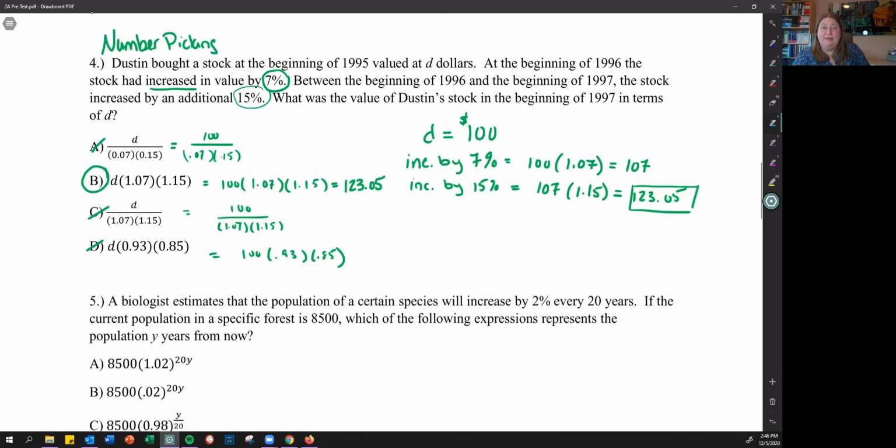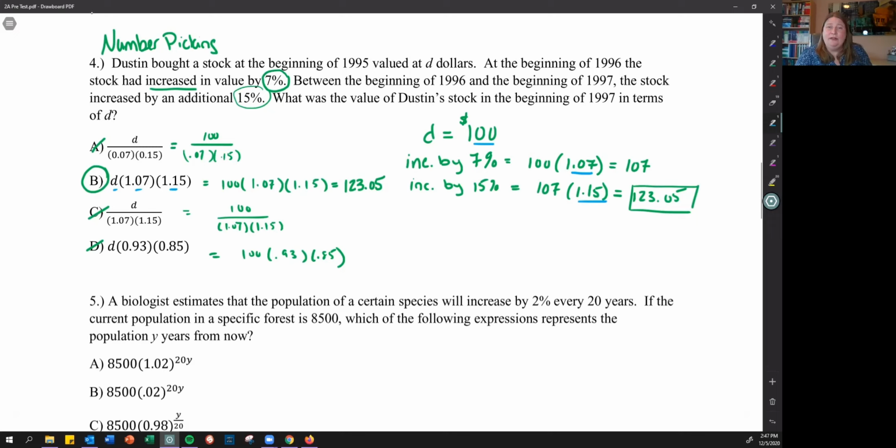If you're missing that leap of intuition, do the number picking. It'll get you there in smaller steps. However, there was a way to do this. If you'll notice, we took this 100, we multiplied it by 1.07, and then we multiplied that product by 1.15. We did exactly these steps, all right, except we have a D there instead of 100.